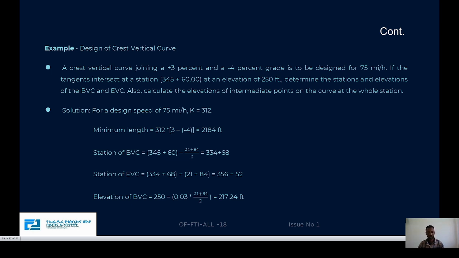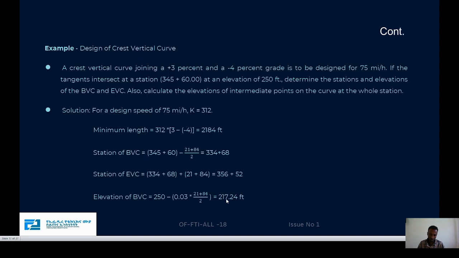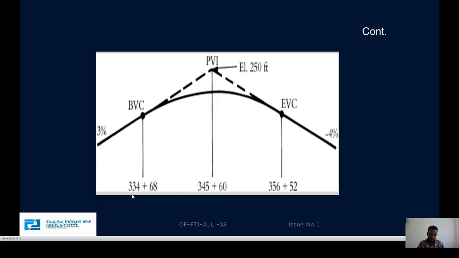And we will also calculate the elevation of the beginning vertical curve. It is a crest, so we subtract from the point of intersection elevation. The point of intersection elevation is 250 minus the slope, 3, times the length L over 2, which is 21 plus 84 over 2. So the elevation of the beginning vertical curve is 217.24, compared to the point of intersection elevation, which will be lower. So the point of vertical intersection is 215, and the elevation at the beginning vertical curve will be 217.24.